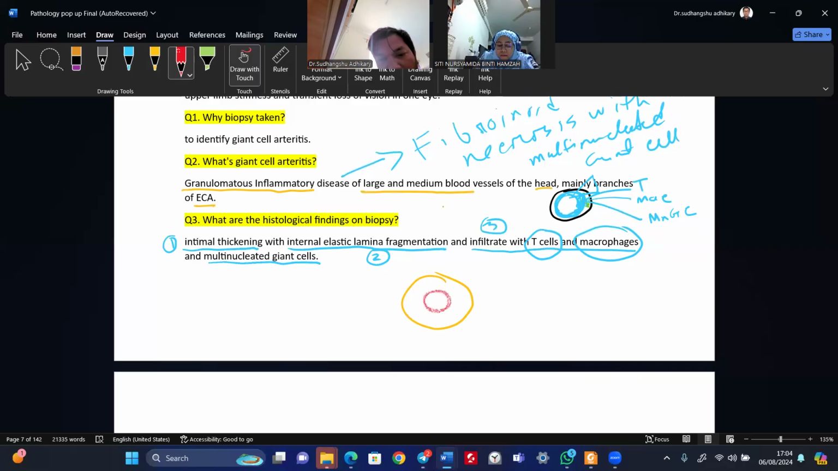First, we will get intima thickening. The intima will be thickened. So the first criterion we already got. In large and medium sized arteries, the intima is usually thin, but here it will be thickened. Then what will happen? The internal elastic lamina will be fragmented. So the second point: one is intimal thickening, second, internal elastic lamina fragmentation.